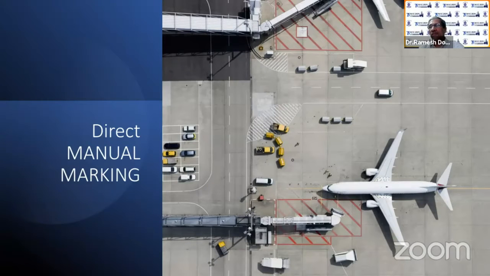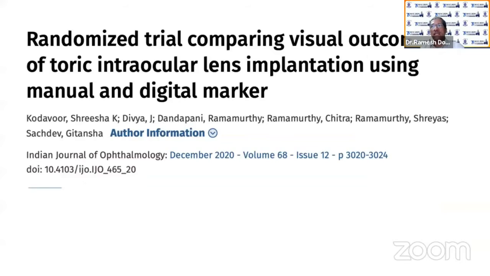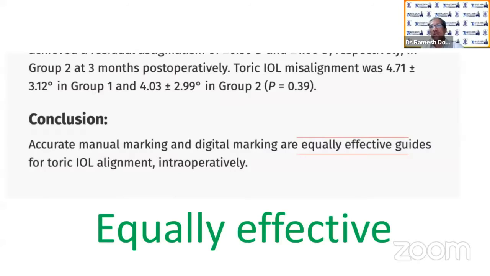After you do your calculations, there are two ways of marking the cornea. One is a direct manual marking. The second is using an online marker. Both markings will give you good results, like in this study done by Dr. Ramamurthy et al., published in IJO December 2020. And he found they were equally effective.